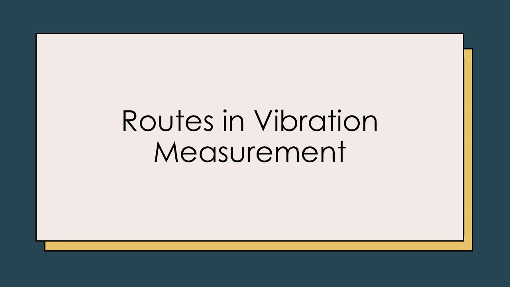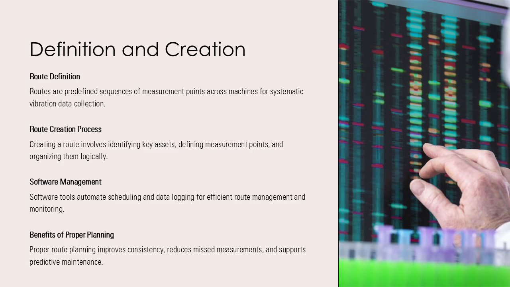Routes in vibration measurement, definition and creation. A route in vibration measurement refers to a predefined sequence of measurement points across multiple machines or components. Routes streamline data collection by guiding technicians through a systematic process, ensuring all critical points are monitored regularly. Creating a route involves identifying key assets, defining measurement locations, and organizing them in a logical order for efficient data acquisition. Routes can be managed using software tools that automate scheduling and data logging.